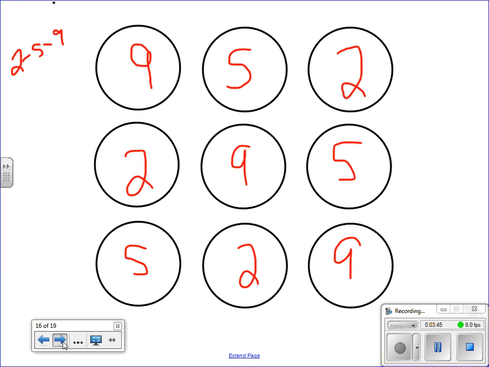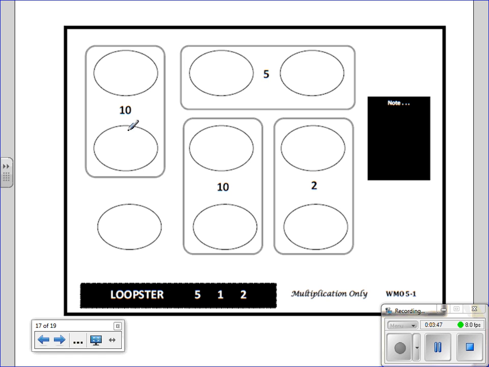So this is called a Loopster puzzle. It has the same 9 circles, 3 rows of 3 circles, but you notice that there are these gray bands around the circles. And what that tells you, if you look down here, is that we're going to be doing multiplication only, that if you multiply these 2 circles, you get the answer in between. So these 2 multiply to make 5. These 2 multiply to make 10. These 2 multiply to make 10, and these 2 multiply to make 2.